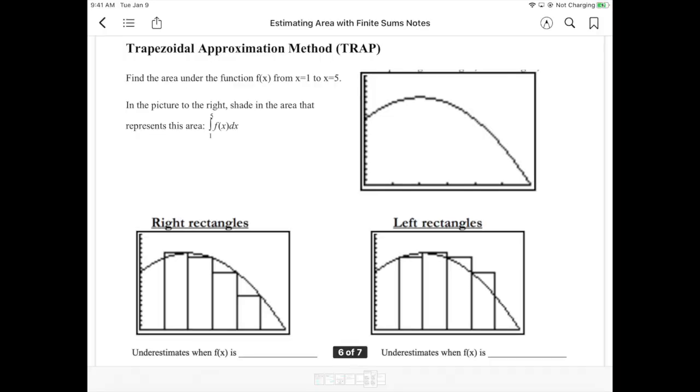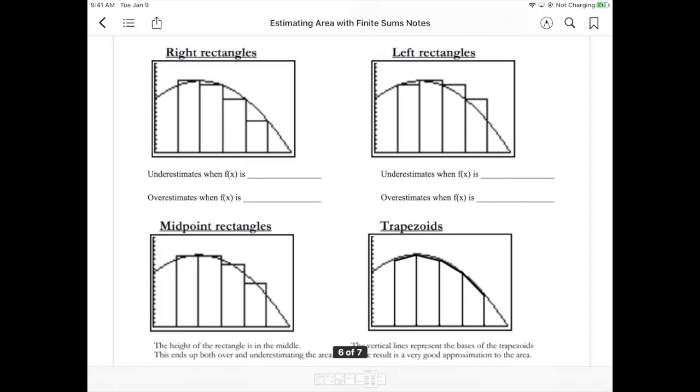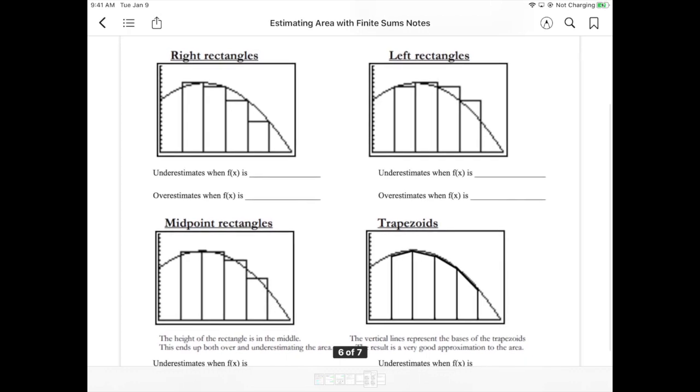Hi calculus students! This is the final video that I am making on estimating area with finite sums. We are learning one final method. So far we've learned the right rectangle method, the left rectangle method, and the midpoint rectangle method, and our last one is new: trapezoids.